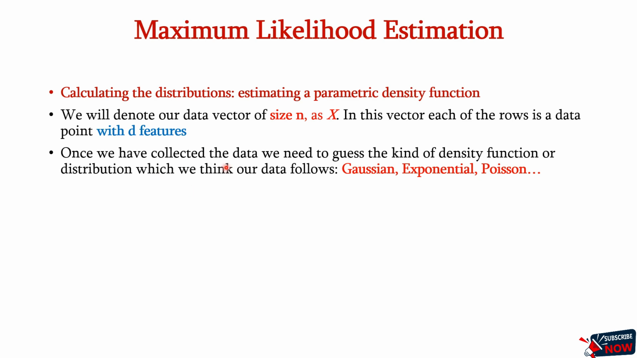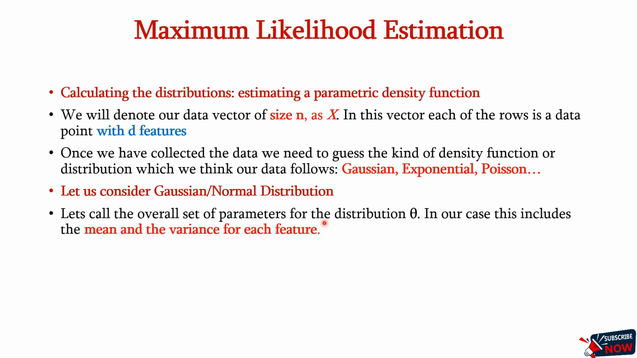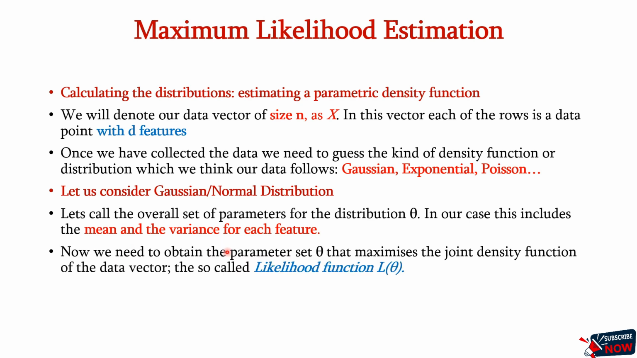Once we have collected the data, we need to guess the kind of probability density function or distribution which we think our data follows. There are many types of distributions like Gaussian, exponential, Poisson, etc. We can use any of these. In our case, we are considering the Gaussian or normal distribution. Let's call the overall set of parameters for the distribution theta. In the case of the normal distribution, the parameters are the mean and the variance.